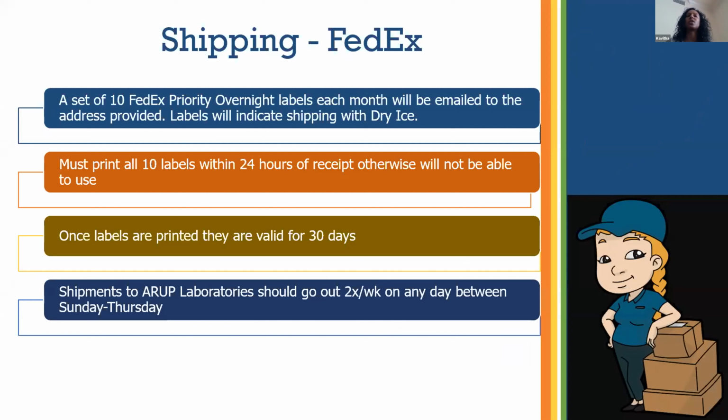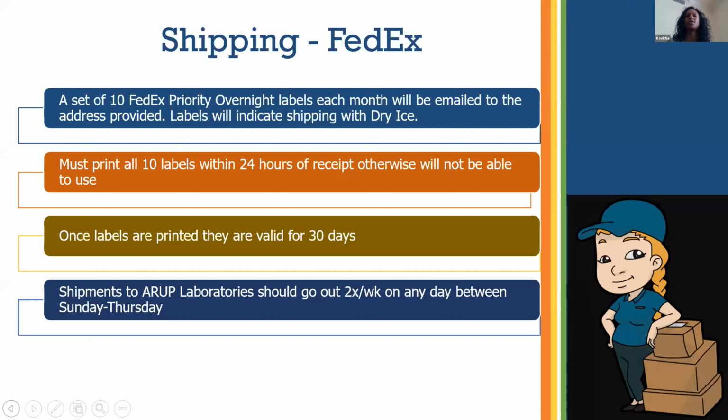As soon as you get the labels, within 24 hours, you need to print all the labels and keep them at your site. Otherwise, apparently, they will not be able to be used if you don't print them within 24 hours. Once you print them, you can start using them one by one, and they're valid for 30 days from the day you receive them. So I probably will be doing this 3 times, one for the next 10 for the next 3 months.